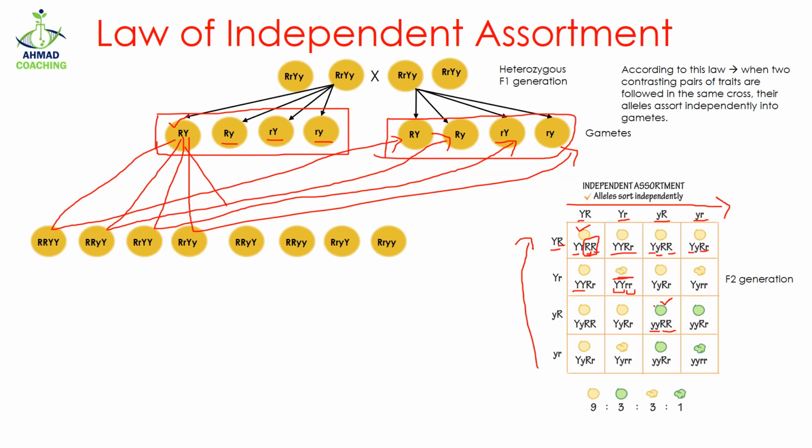So we can see that we are having new combinations in the F2 generation. And why are we having new combinations? Because the alleles are independently assorting from each other. They are not sticking with each other, but they have their own will, so they can go to any gamete according to their own choice. So in this way, we will have 9 yellow round seeds, 3 green round seeds, 3 wrinkled yellow seeds, and only 1 wrinkled green seed. So this is the phenotypic ratio of our law of independent assortment.